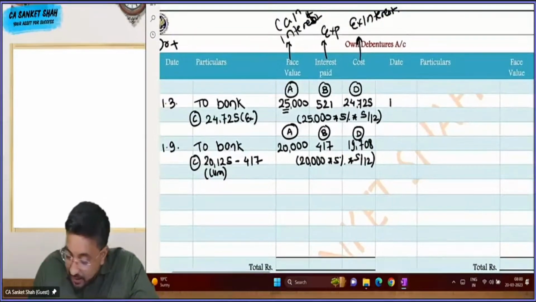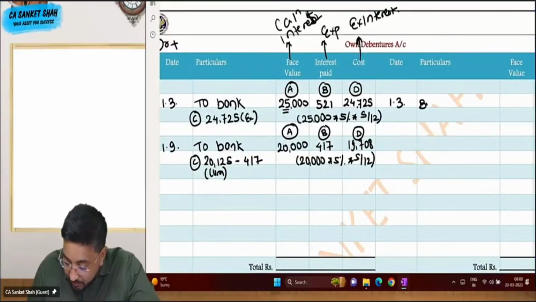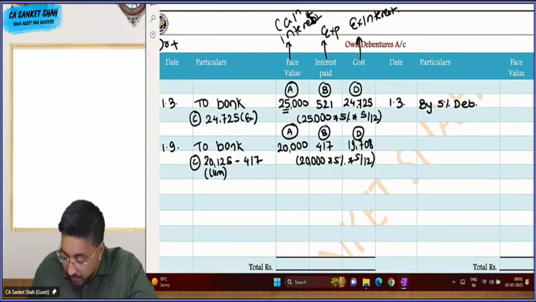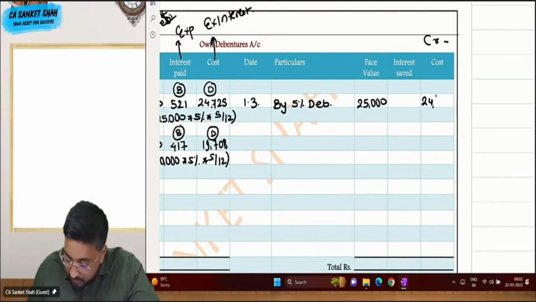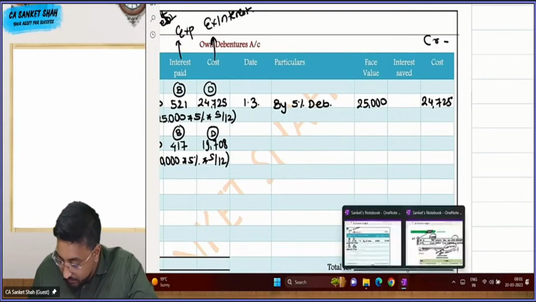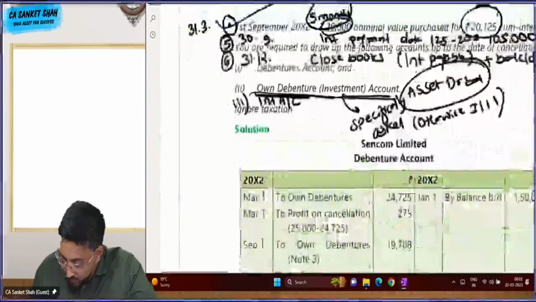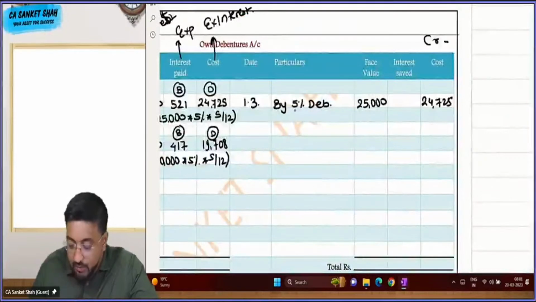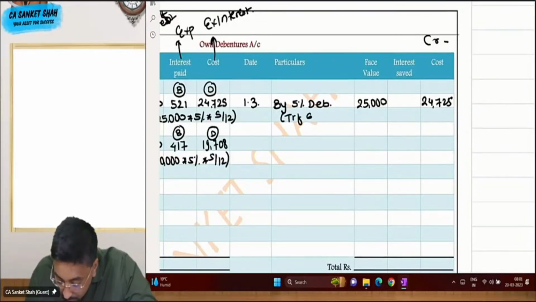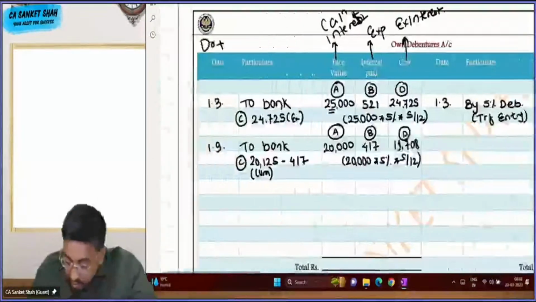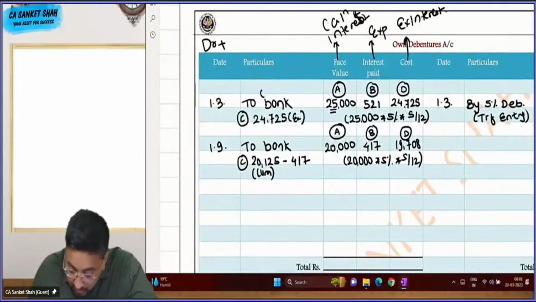Beta, on the same day you are going to cancel it by 5% debentures on the same day. So 25,000 and 24,725 on the same day. Okay. So where to transfer this? Own debenture you better transfer it to debenture account. This is called as transferred. This is you bought your own debenture. This is purchase entry.